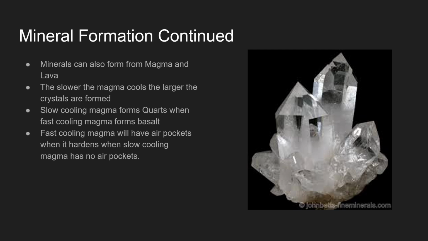Mineral formation continued. Minerals can also form from magma and lava. The slower the magma cools, the larger the crystals formed. Slow cooling magma forms quartz, while fast cooling magma forms basalt. Fast cooling magma will have air pockets when it hardens, while slow cooling magma has no air pockets.